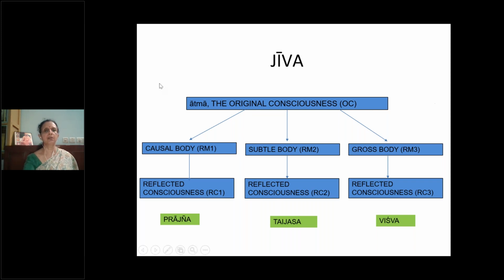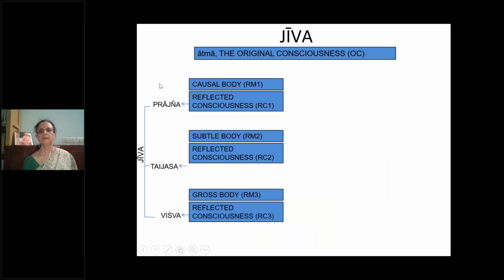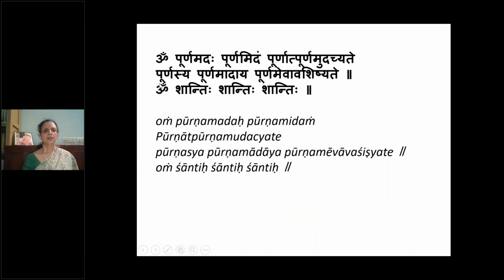Just let me do the Purnamada. Purnamada Purnamidam Purnat Purnamudachyate, Purnasya Purnamadaya Purnameva Vashishyate. Om Shanti Shanti Shanti.